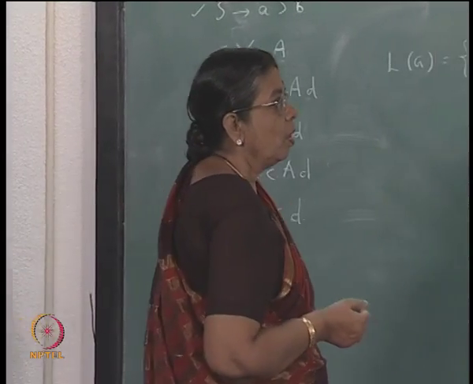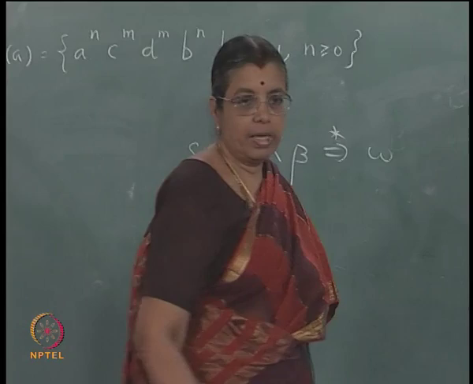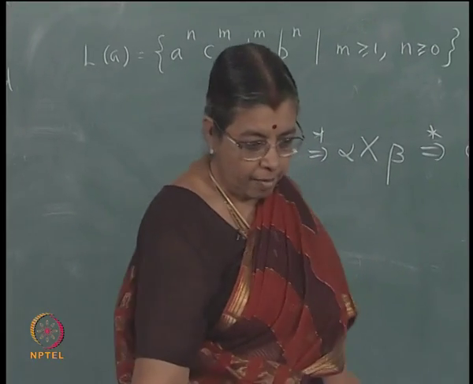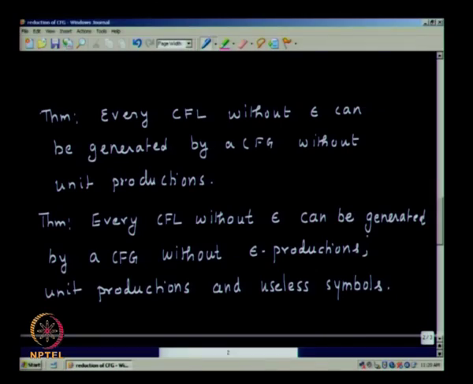So, now you have this result: every CFL without epsilon can be generated by a CFG without epsilon productions, unit productions and useless symbols. So, in which order do you go about it? Because we are, without loss of generality, assuming that the language does not contain epsilon, the first step will be to remove the epsilon productions.